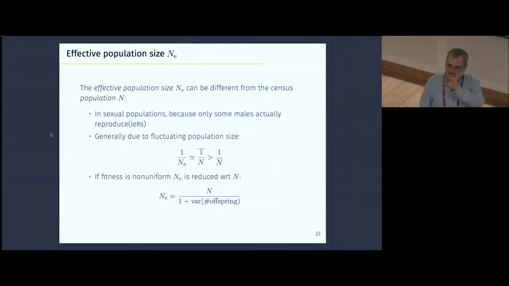If a population goes through a bottleneck and then grows again, you have to wait for a number of generations of the order of the census population size for the equilibrium regime that I have described to apply.